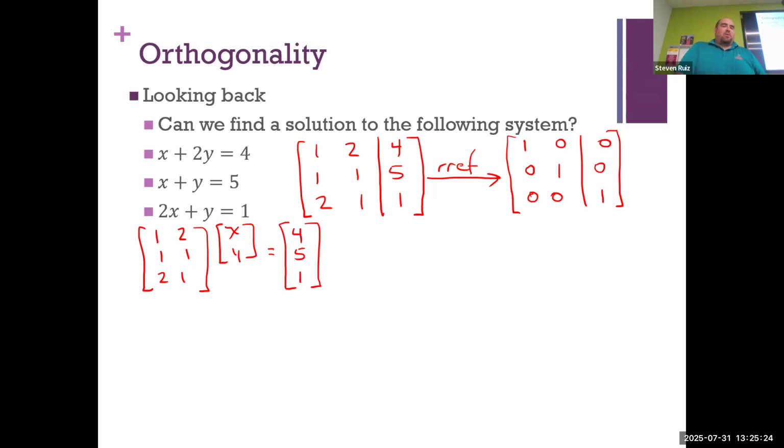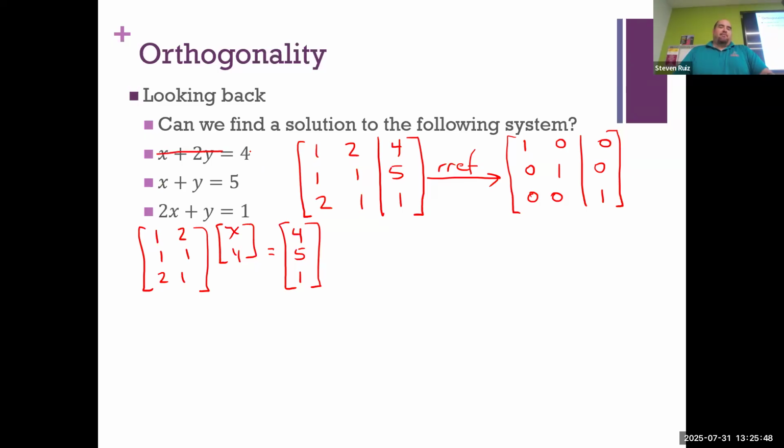In linear algebra, we call this an overdetermined system because we have more equations than unknowns. These are all linearly independent, right? Can we say that now based on what we know? If we reduce it to the identity, then we know that these three equations are all linearly independent.